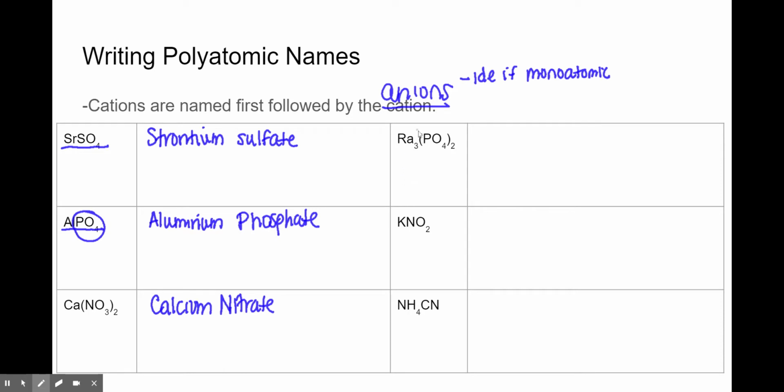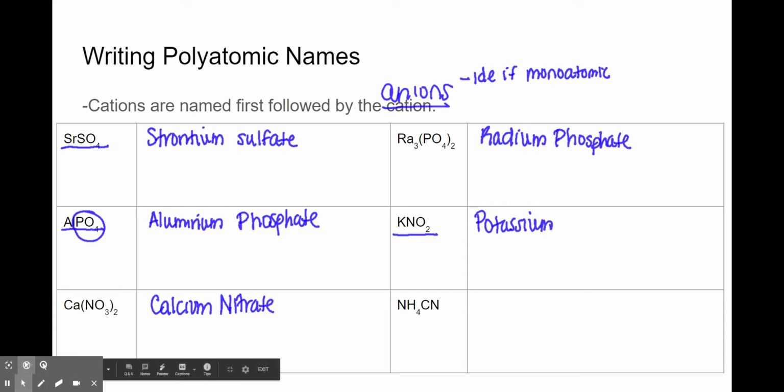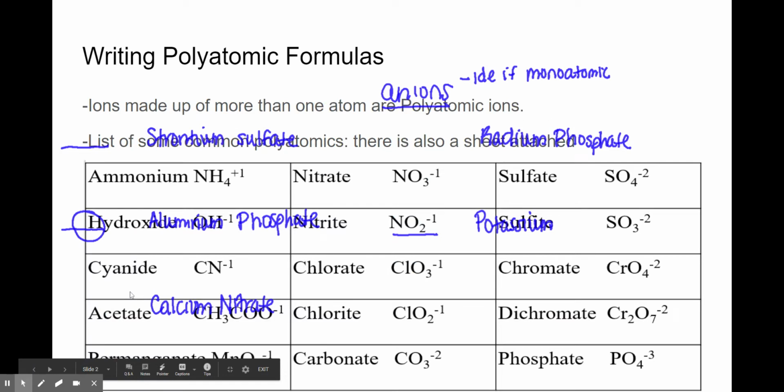Continuing on, this has a parenthesis, so it makes it super easy. We have the first part, which is radium. Then we have the PO4 part, we named over here, phosphate. Next, when we look at our next one, we have K and then NO2. K is potassium. The NO2 is nitrite.